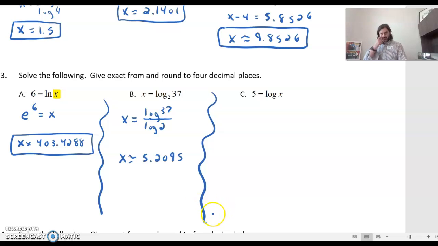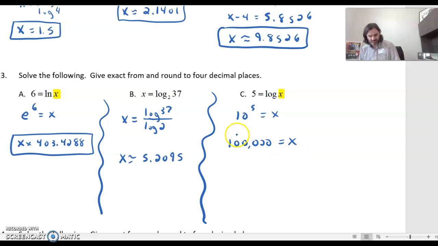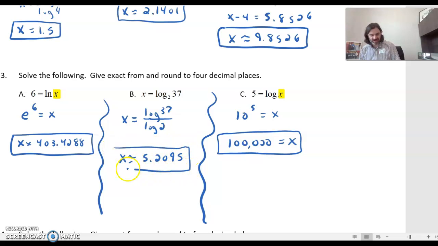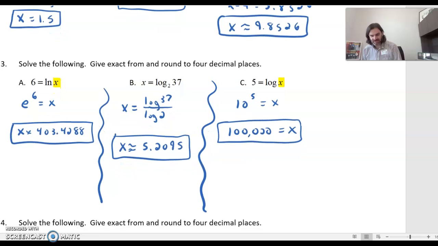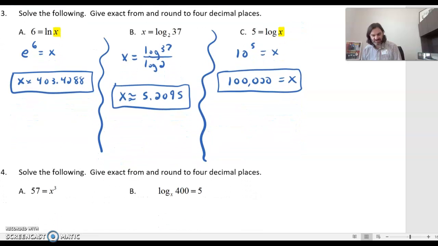The last one, 5 equals log of x. So we need to get that x out where we can work with it because it's inside a logarithm. So this is understood to be base 10. So it'd be 10 to the 5th equals x. And that is 100,000, I believe. You can try it with your calculator if you like. But make sure you're getting the answers I get and know how to get them because it's easy to make some mistakes. Okay, one more set of problems down here.